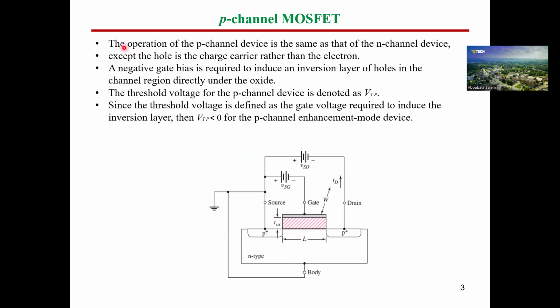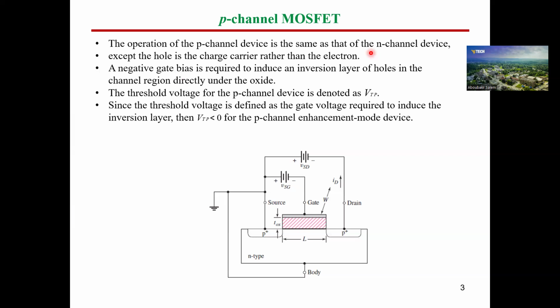So let's see the discussion here. The operation of the P-channel device is the same as the N-channel device, except the holes are the charge carrier rather than the electron. So the majority carrier here, which will transfer the current, is going to be holes instead of electrons. This is a very important point, guys.